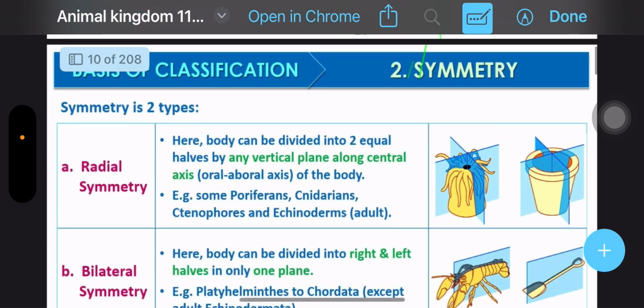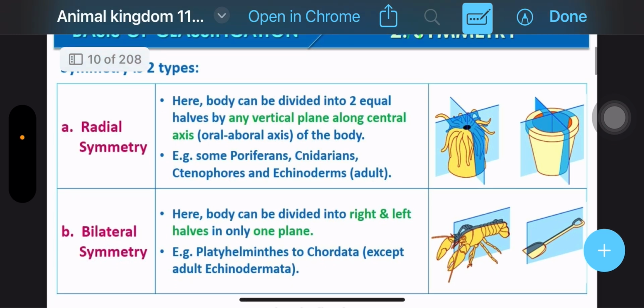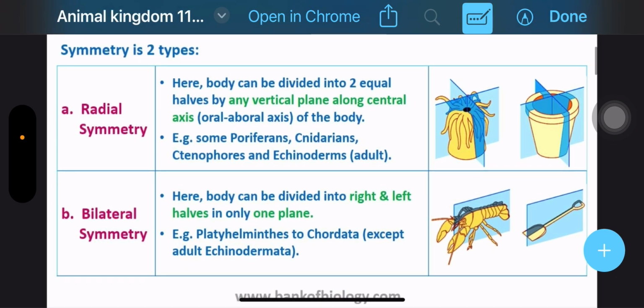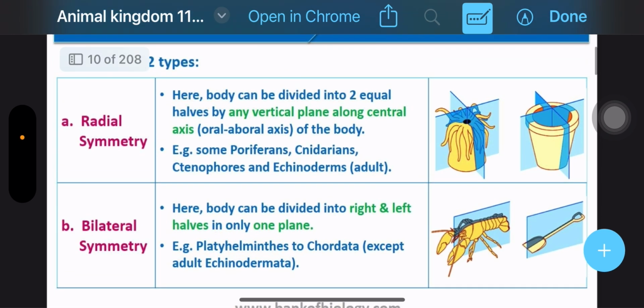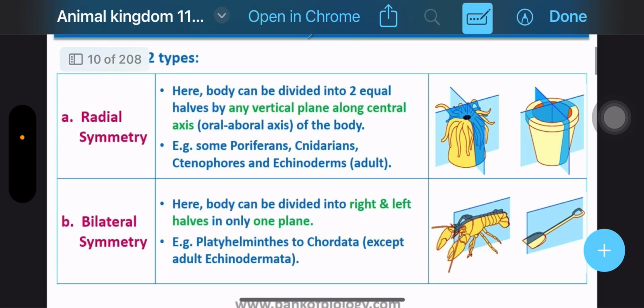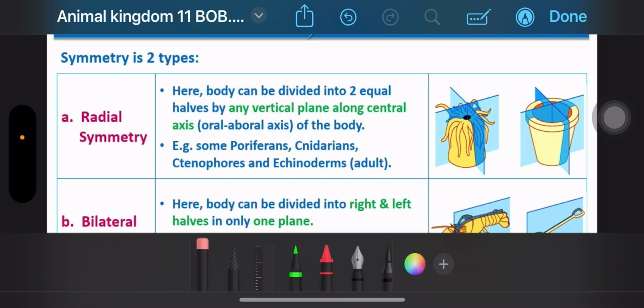Right? Next, here are the symmetry types. Two types are there. The basic types are two: radial symmetry and bilateral symmetry. Radial symmetry, here I have to focus and you have to observe the picture also. Here the body can be divided into two equal halves by any vertical plane along the center axis. These things are very important. Two equal halves, how will you get?